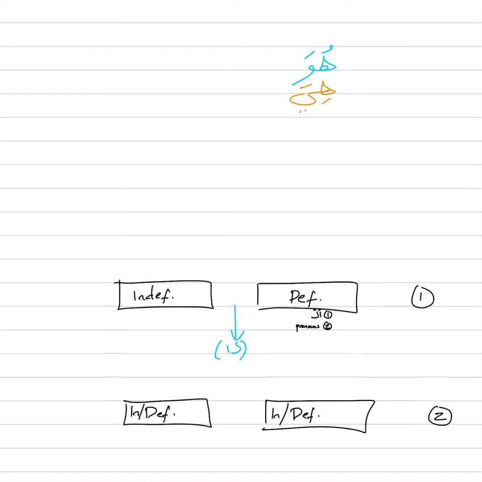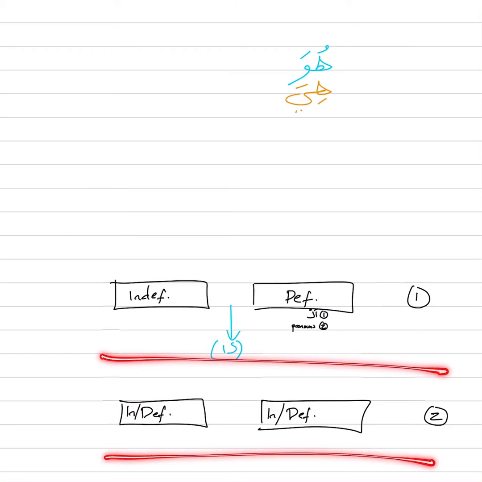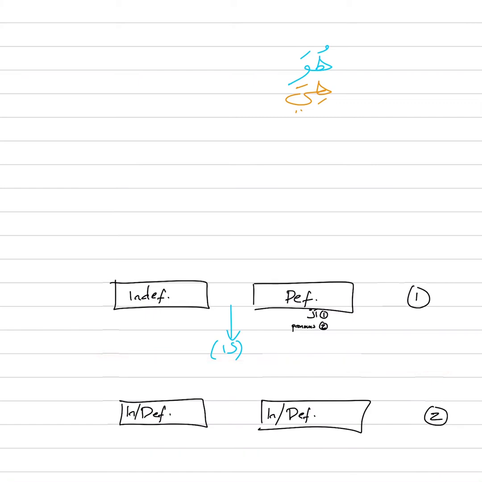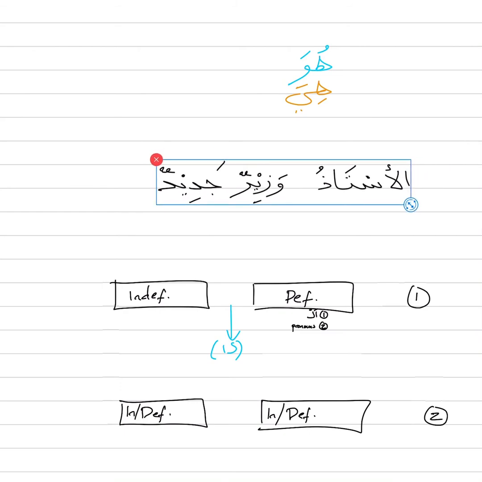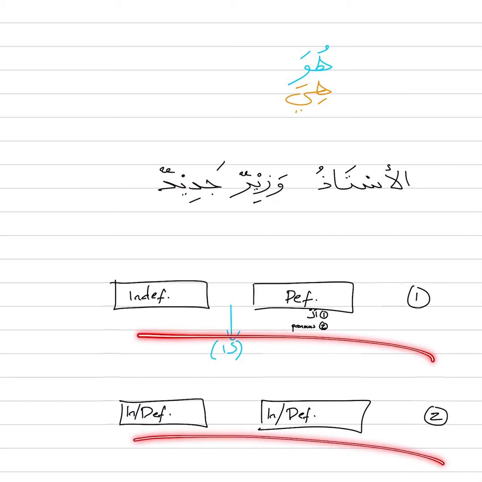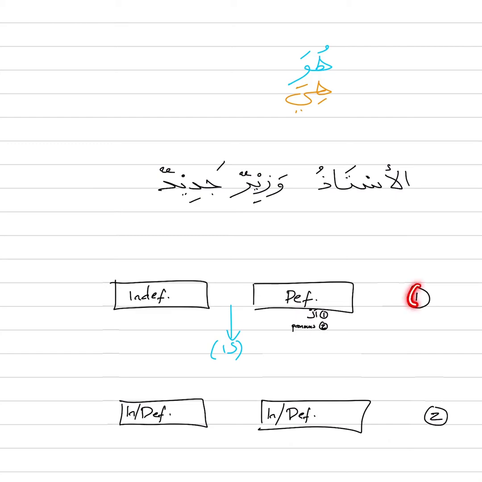So why is it so important to keep these two structures in mind and to know the difference between these two structures? So let's use Al-Ustadhu Wazirun Jadidun as an example. In this one sentence, you can see these two structures at play. In the first structure, where you have a definite word plus an indefinite word to create an "is", you can see here you have a definite word plus an indefinite section, which means there must be an "is" in between here. Yeah? So this means Al-Ustadhu is Wazirun Jadidun.